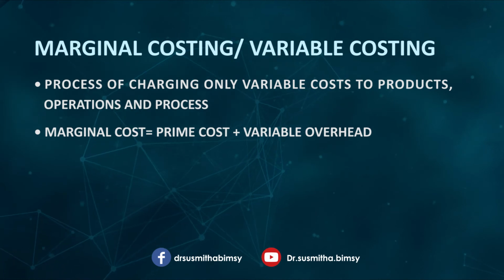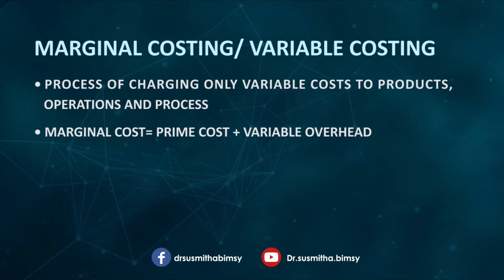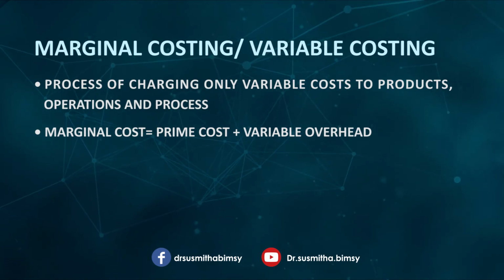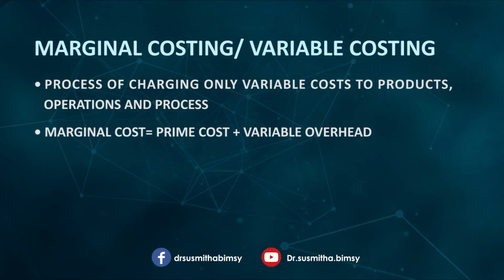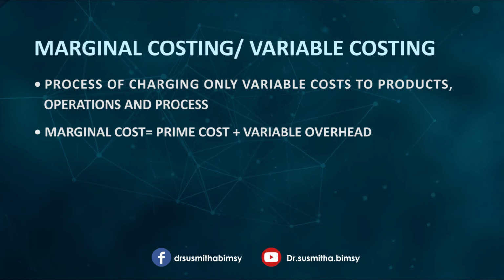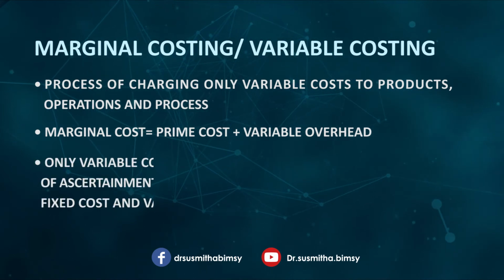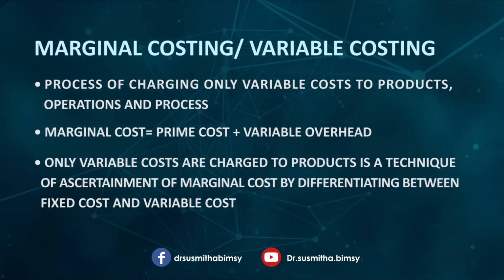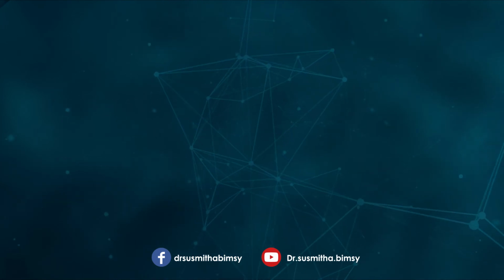In this technique, we are ascertaining marginal cost. That is, all costs are classified into fixed and variable, and then only variable costs are charged to products. And fixed costs are charged against profit of the period in which they are incurred. Simply we can say marginal costing is a technique of ascertainment of marginal cost by differentiating between fixed cost and variable cost.